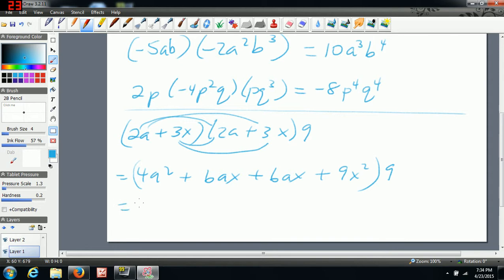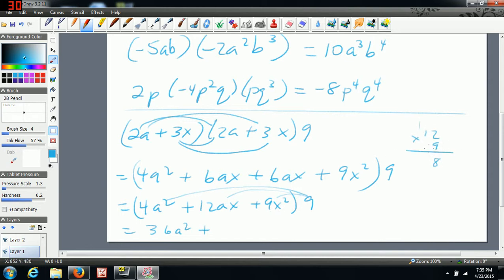So now, 4a squared, 6ax plus 6ax is 12ax, plus 9x squared, times 9. So now you can go ahead and bring that number in, and you have to bring it into every term inside the bracket. So this becomes 36a squared plus 12 times 9, which is 108. 12 times 9, yeah, 108, that's right. Okay, so 108ax plus 81x squared. Okay, so that would be your final answer for that example.